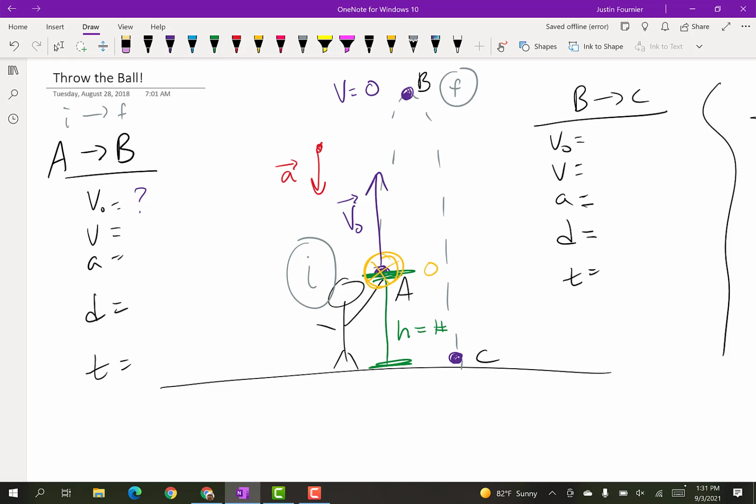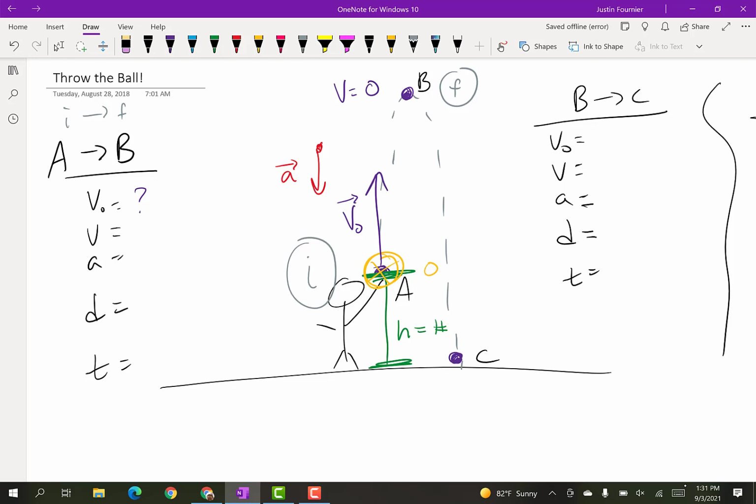What is it? Yeah, I know that. Well, I don't know the total time, because the total time was all the way up and all the way down, right? So what else do I know from A to B? Do I know anything here?